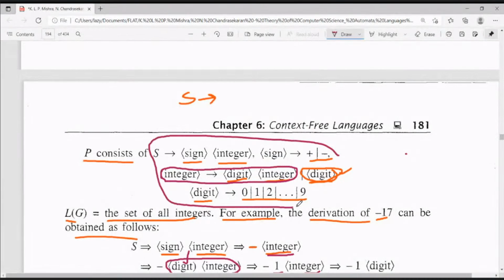So using this rule, you can generate any integer.